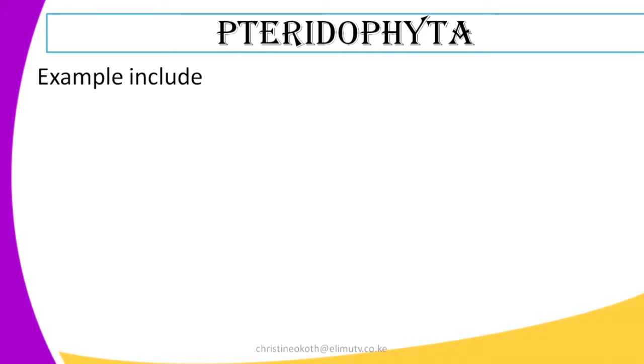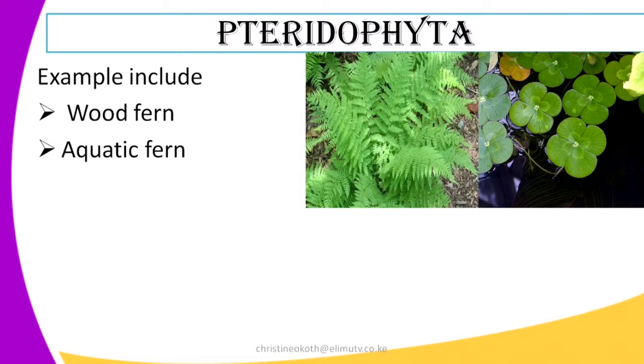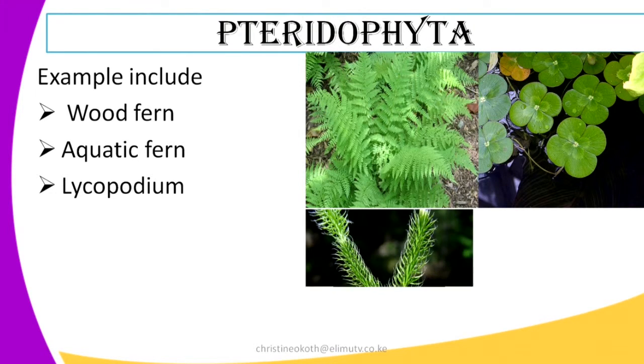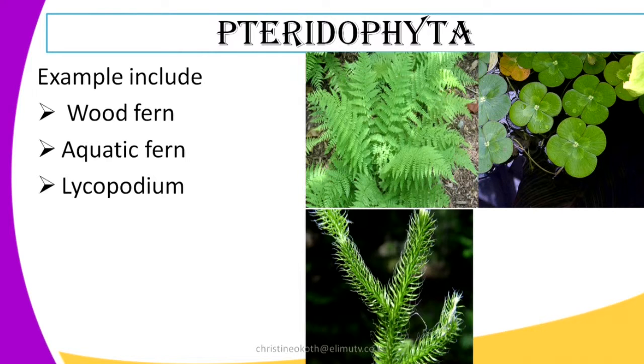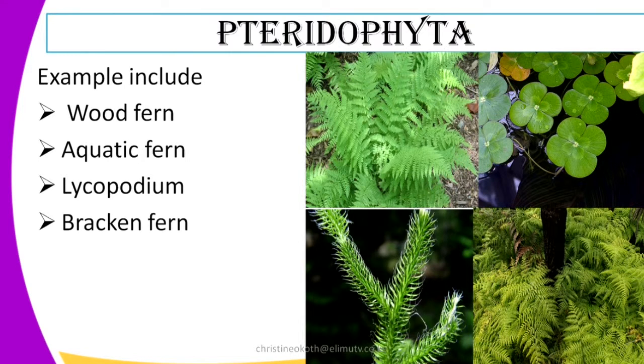So examples of Pteridophyta, we have the wood fern. So that is an example, that's the wood fern there. Another example, we have the aquatic fern, as you can see in the illustration. A third example, we have Lycopodium. So there is the Lycopodium, and another example we have a bracken fern. So those are the 4 examples we have in the division Pteridophyta.